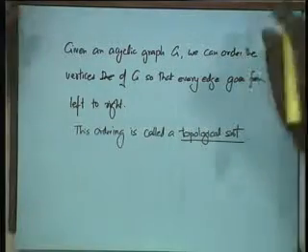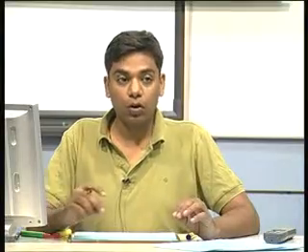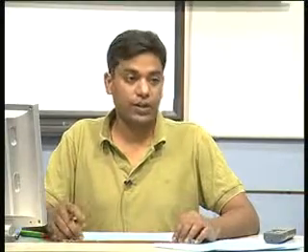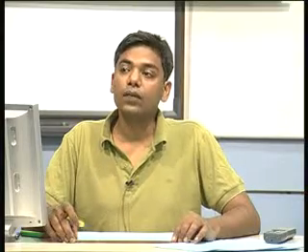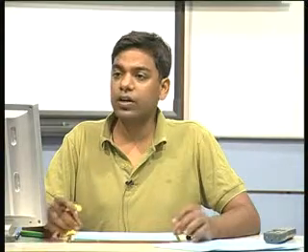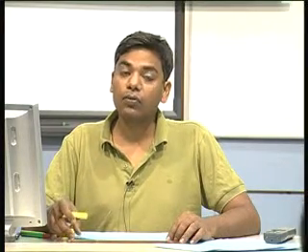Okay. So, in an acyclic graph, you can linearly order the vertices so that the edges are going only from left to right. This ordering is called a topological sort. So, how much time do you take to find a topological sort? You just have to do a DFS and then sorting.